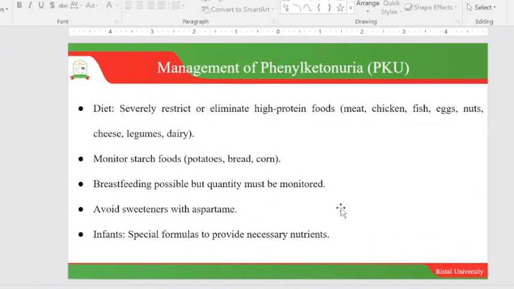Remember, even when we are breastfeeding, we are taking in the milk, of which the milk still has the proteins in it. And also avoid sweeteners. These artificial sweeteners, such as aspartame, really also trigger phenylalanine presence in the blood. Okay, and also infants' special formulas need to provide these necessary nutrients.